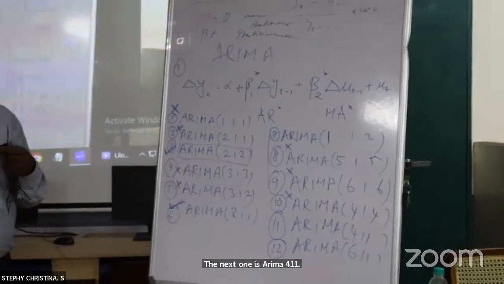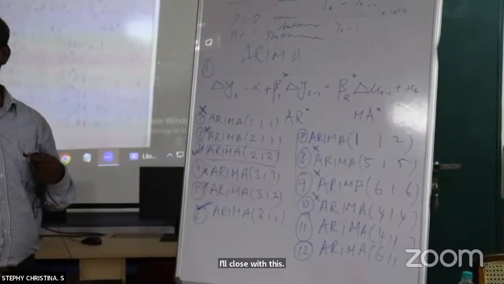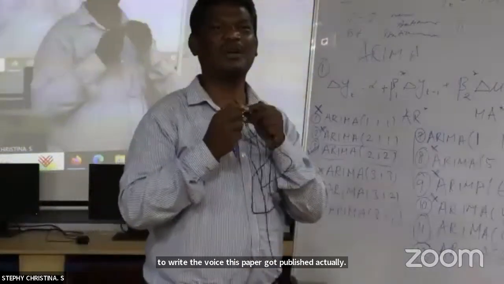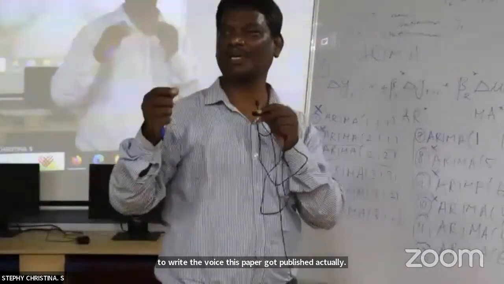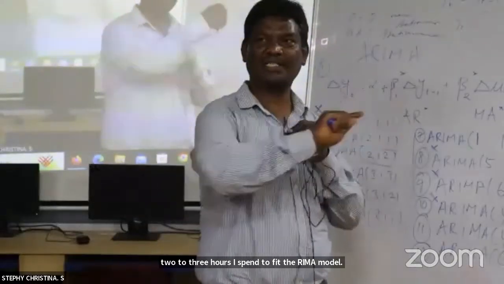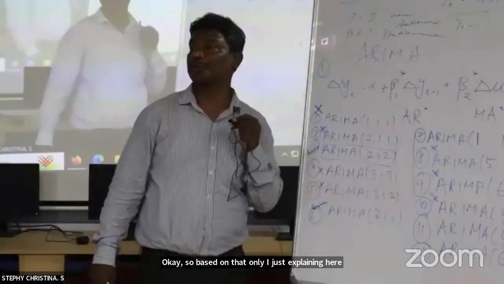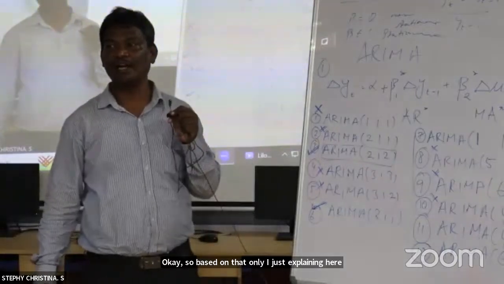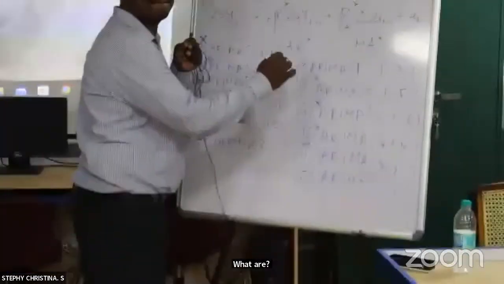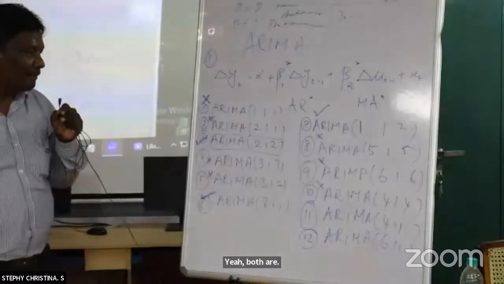We'll close with this. I have done many trials to write about this. This paper actually got published. I spent almost 2 to 3 hours to fit the ARIMA model. Based on that only I am explaining here. So go with 3 more, 112. Is it acceptable? Yeah, both are significant.